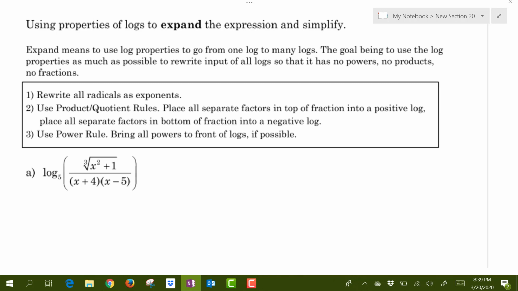So the first step is to rewrite all radicals as exponents. Then we are going to use the product and the quotient rules. We're going to talk about how to do that all in one step. And then we're going to use the power rule last. So the first thing that I'm going to do with this log is rewrite the radical. So here we have a radical. We have that radical symbol, that cube root. That's called a radical. The index of that radical is 3.